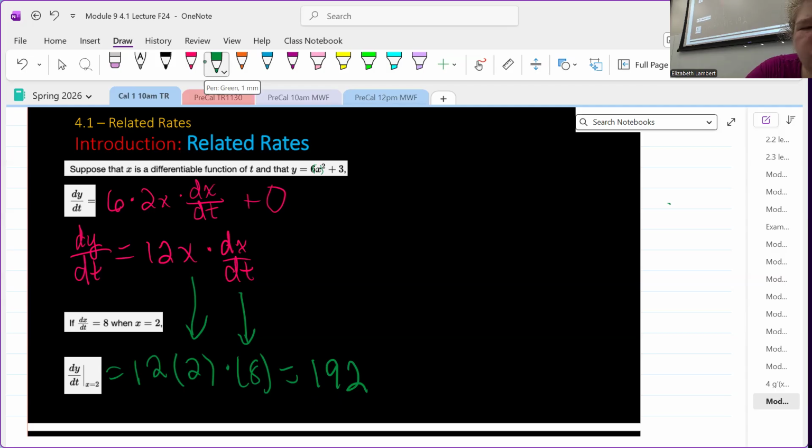Like it says, suppose that x is a differentiable function, is x the function? So they're saying, suppose x has some formula in terms of t. We don't know what that formula is, but we're just assuming that it is something in terms of t. Okay.